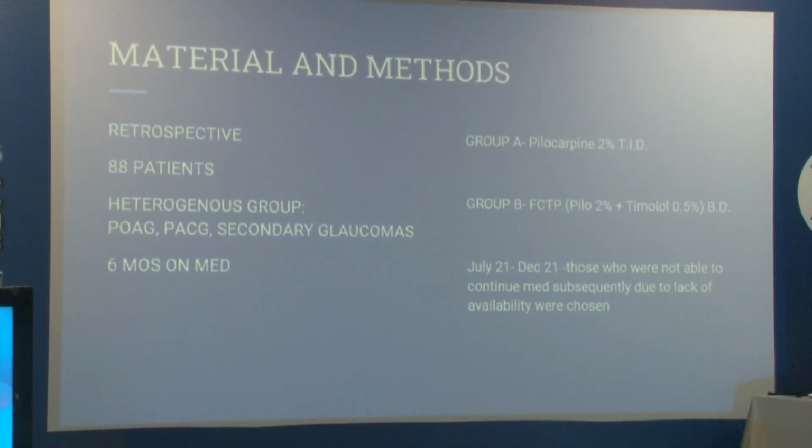There were 88 patients, a heterogeneous group of open angle, angle closure, and secondary glaucomas with a minimum of 6 months on the medication. There were 2 groups. The first one had pilocarpine 2% in TID dosage, and the second group had the fixed combination of pilocarpine 2% with timolol in a BD dosage.